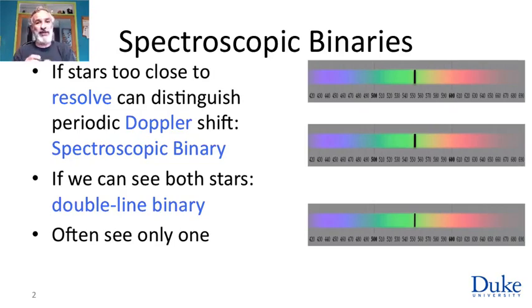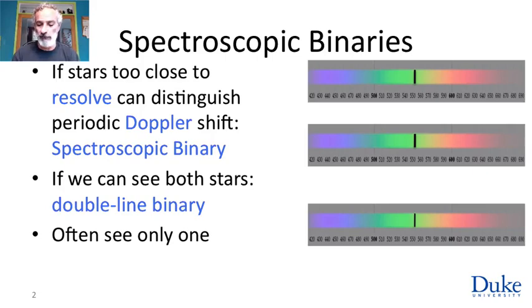What this will give us is a periodic Doppler shift. We'll see that if you look at the spectrum, there will be some of the lines that will be blue shifted and some others will be red shifted, and then the roles will exchange. So we'll find a periodically shifting Doppler shift.